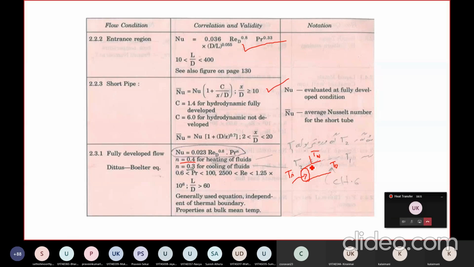Suppose the duct is maintained at some temperature while the inlet fluid is at a higher temperature than the pipe wall. Therefore, heat is transferred from the fluid to the pipe. In this case, the inlet temperature Ti is greater than To, so the fluid is cooled. Then we can use n equal to 0.3 for cooling of fluids.